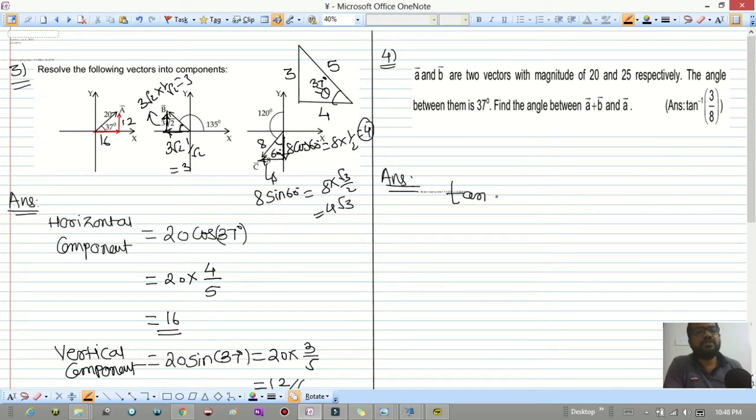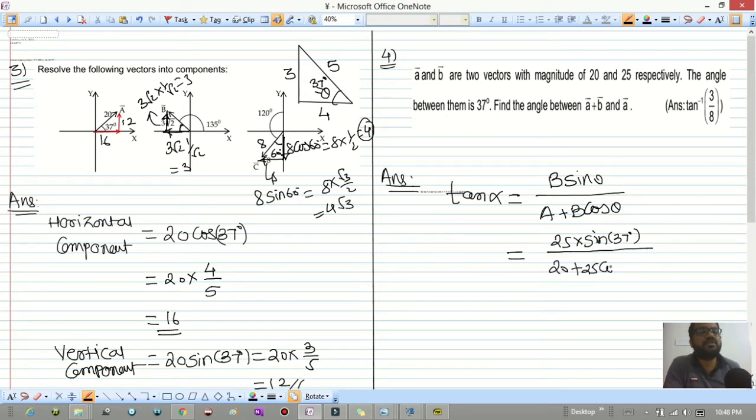A bar plus B bar and A bar is nothing but what? Tan alpha. Tan alpha, we know that it is B sine theta divided by A plus B cos theta. So which is equal to B, we have 25, into what is the angle between these two? 37 degree, divided by what is A? 20 plus 25 cos 37 degree.